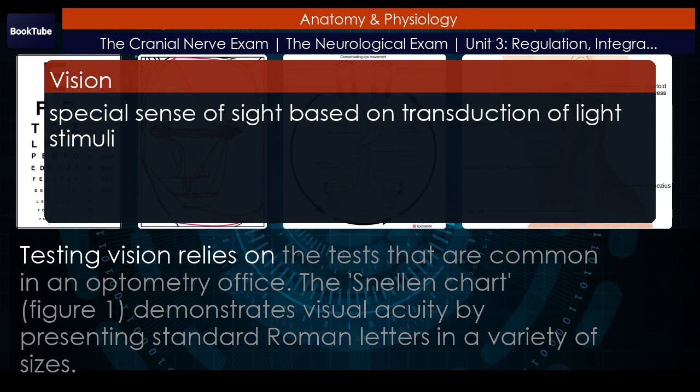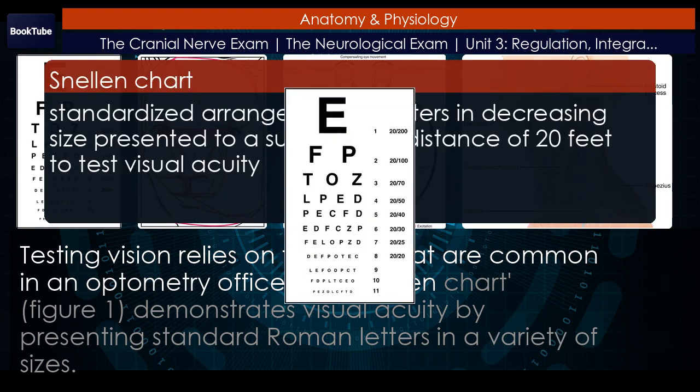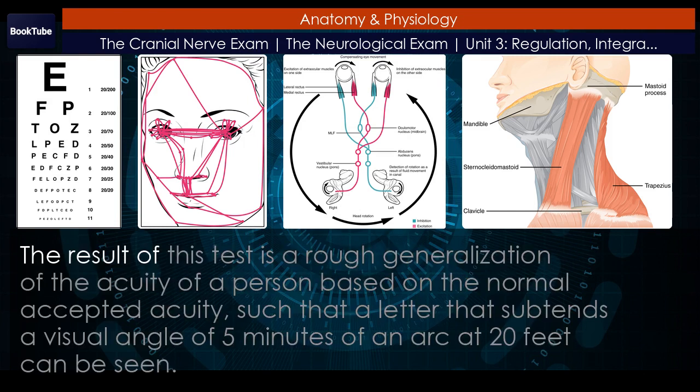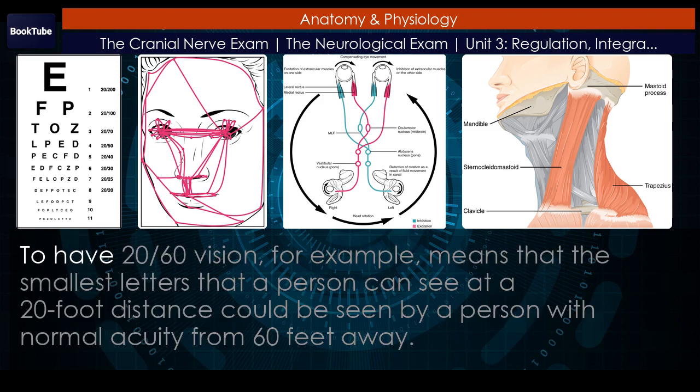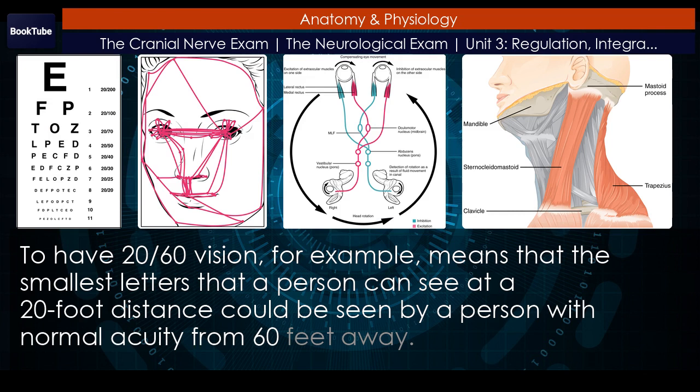Testing vision relies on the tests that are common in an optometry office. The Snellen chart, Figure 1, demonstrates visual acuity by presenting standard Roman letters in a variety of sizes. The result of this test is a rough generalization of the acuity of a person based on the normal accepted acuity, such that a letter that subtends a visual angle of 5 minutes of an arc at 20 feet can be seen. To have 20/60ths vision, for example, means that the smallest letters that a person can see at a 20-foot distance could be seen by a person with normal acuity from 60 feet away.